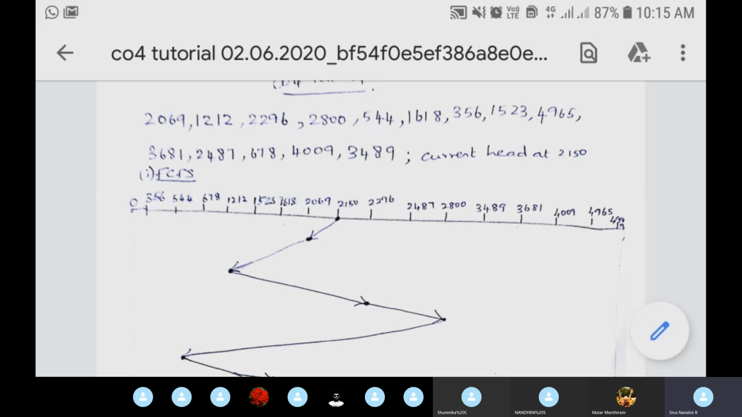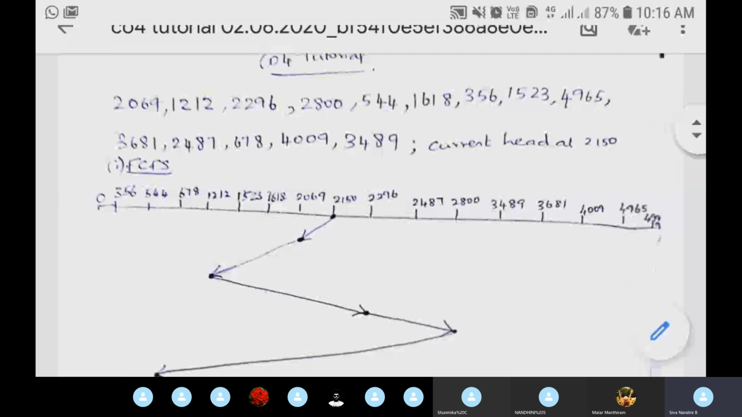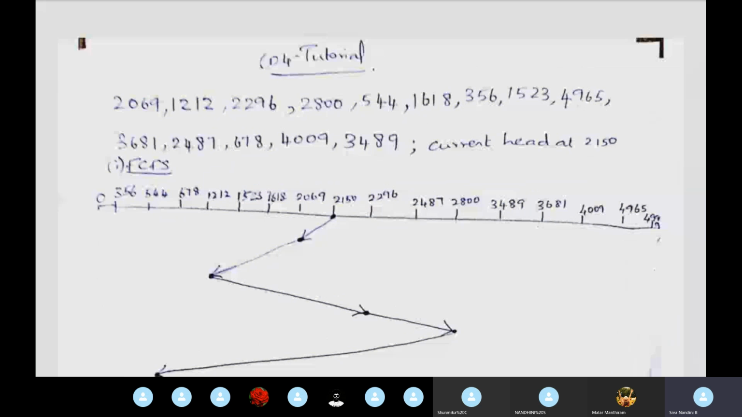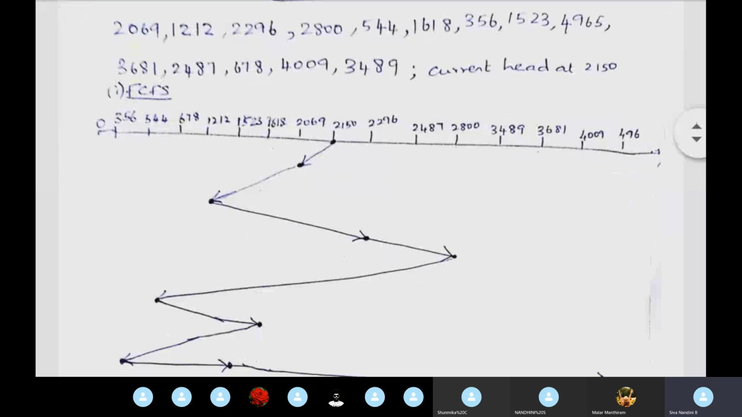So arrange the given cylinder requests, and the current head position also we have to include. Here the current head position is 2150. We have to include it also. So here the first case is we are going to do by the first come first serve algorithm. First come first serve algorithm means the request which comes first will be served first. So here we have to start from the current head position, which is given in the question, 2150. See, here I have marked a dot at the 2150 position.